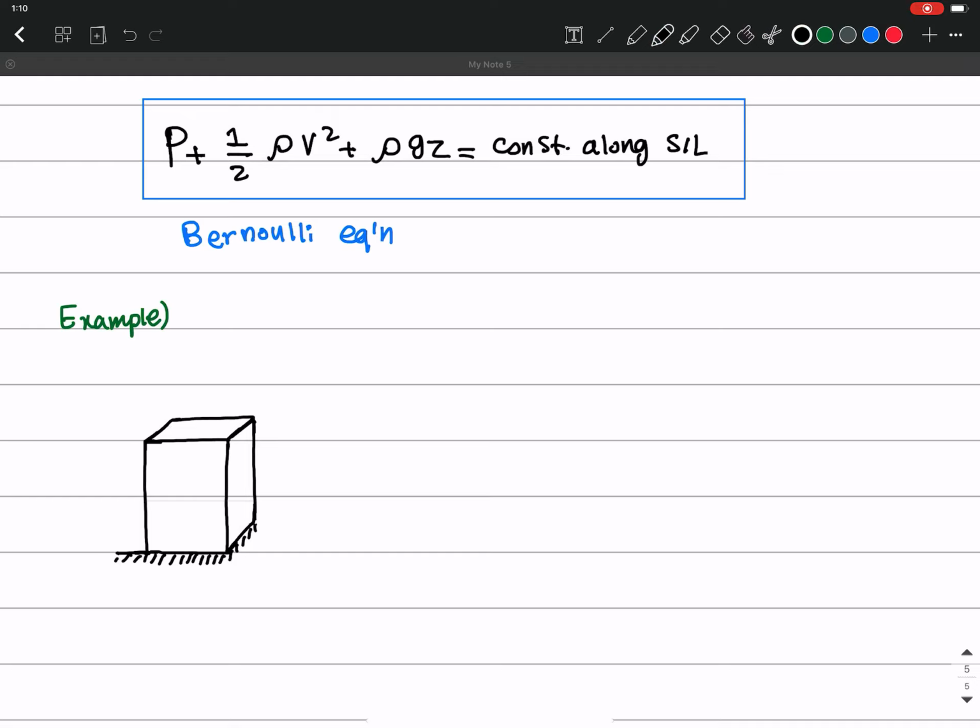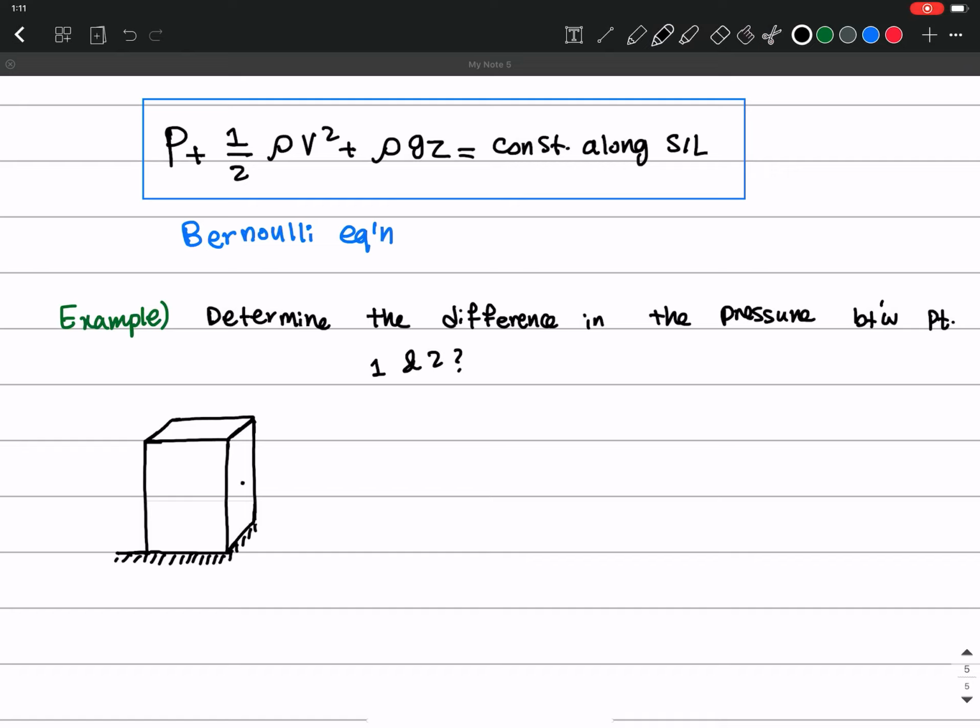So imagine we have something like a building here, okay? And then we want to determine the difference in the pressure between point 1 and 2.